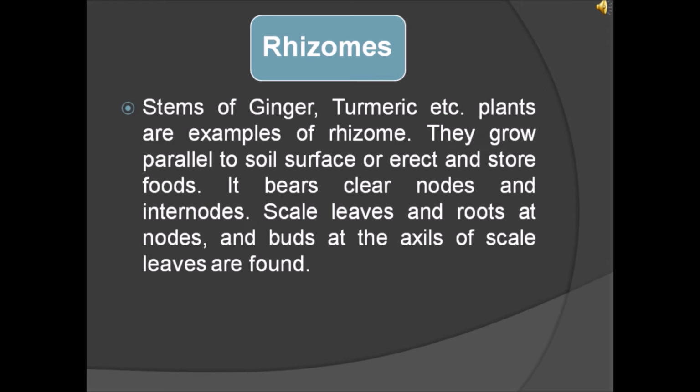Rhizomes. Stems of ginger, turmeric, etc. plants are examples of rhizome. They grow parallel to the soil surface or erect and store food. It bears clear nodes and internodes. Scale leaves and roots at nodes, and buds at the axils of scale leaves, are found.